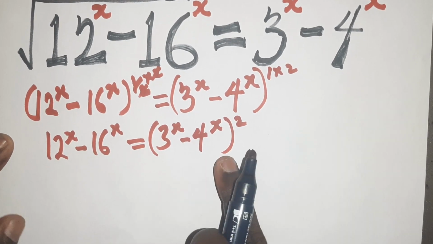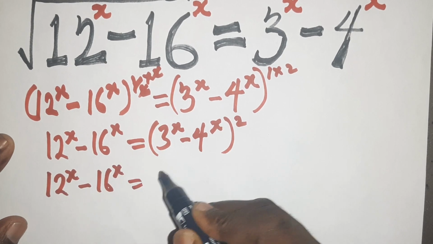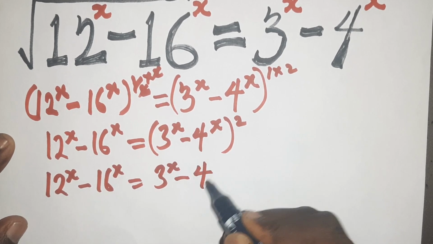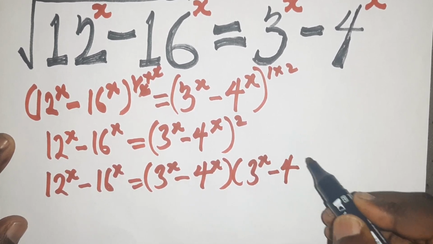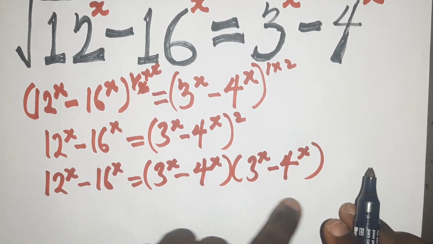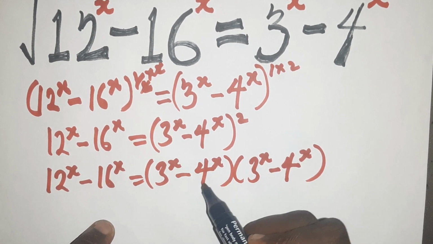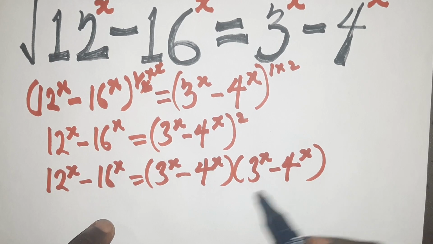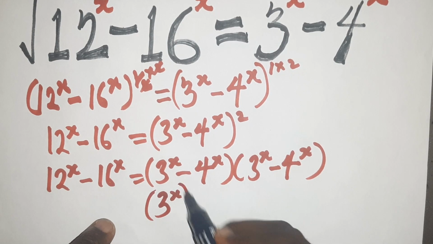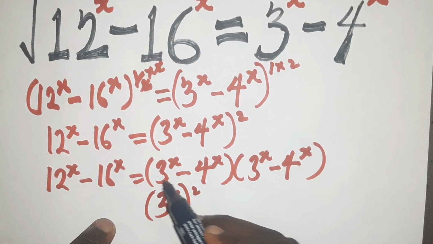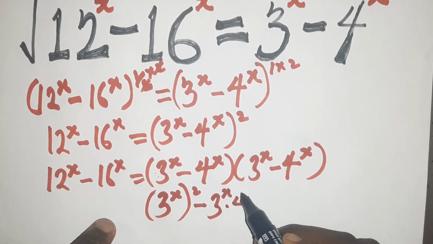And then we can now expand this one. So I have 12 raised to power x minus 16 raised to power x equals, this one now becomes 3 raised to power x minus 4 raised to power x times 3 raised to power x minus 4 raised to power x. And then we expand here. So we are using 3 raised to power x to multiply both sides, and then we use minus 4 raised to power x to multiply the right-hand side here. So this times this gives me 3 raised to power x all raised to power 2, then plus times minus, minus, this times this gives me 3 raised to power x dot 4 raised to power x.